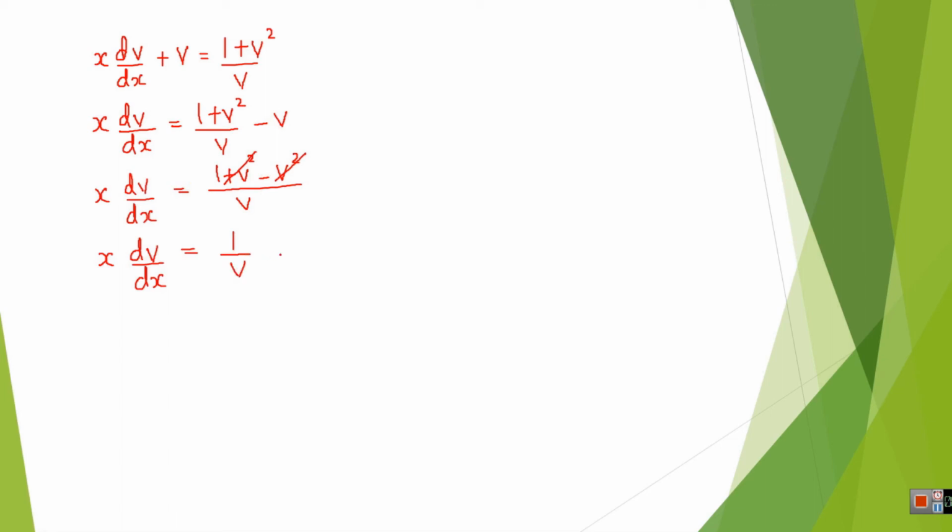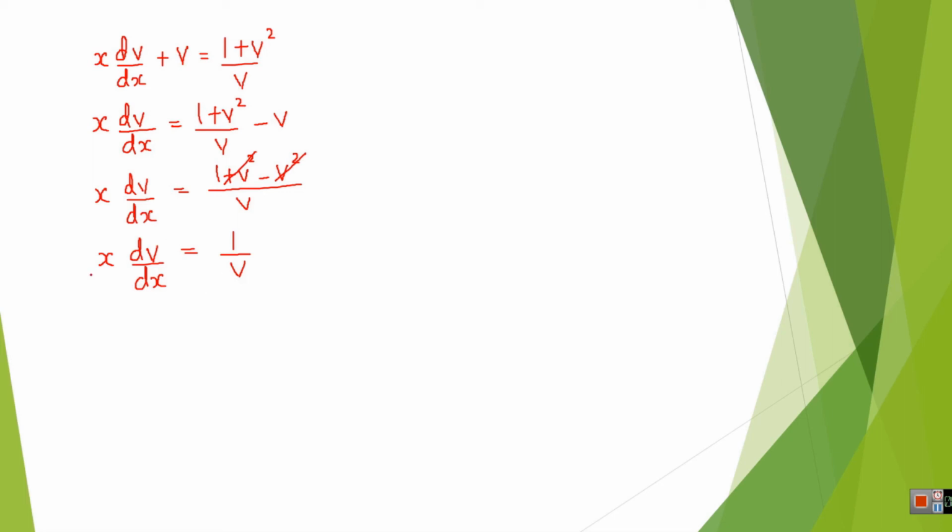So you can see that this equation is now a separable differential equation. We can separate v and x here. This is basically the advantage of substitution: whenever you have a homogeneous differential equation, by doing that substitution, you can transform it into a separable differential equation, and separable differential equations are comparatively easier to handle and solve. So now we are going to separate v and x here.